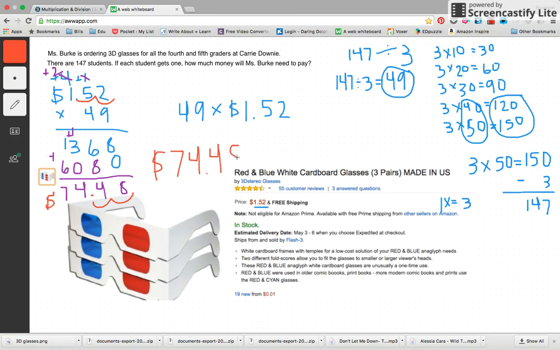And like I said, there are multiple strategies for division and multiplication. Use whichever one works best for you.